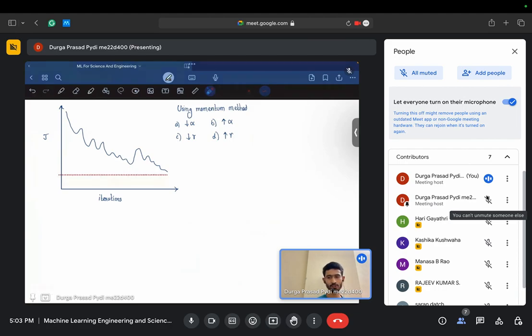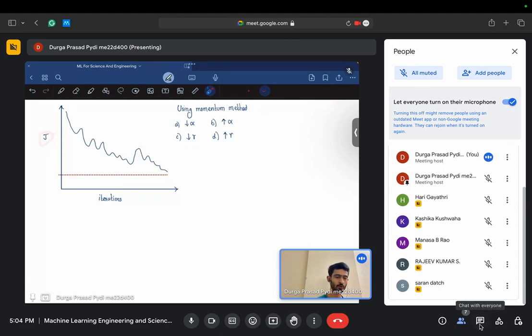So the x-axis is your number of iterations or number of epochs as you call it, and the y-axis is your cost function or your objective function. So if I told you that I am using the momentum method, what would I do out of these 4 options? How would I go about doing this? This is how the objective function is behaving with the number of iterations. What should I do?